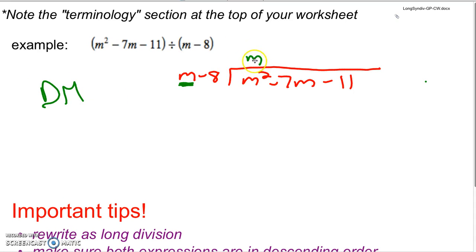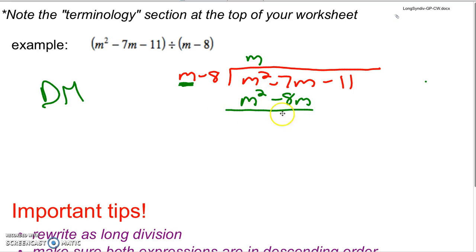All right, then we multiply. So we take that m that we put up here, and we multiply it to the entire divisor. We're going to distribute it. So m times m is m squared. Remember, the answer to the multiplication goes below. And m times negative 8 is negative 8m. Notice how these like terms lined up.